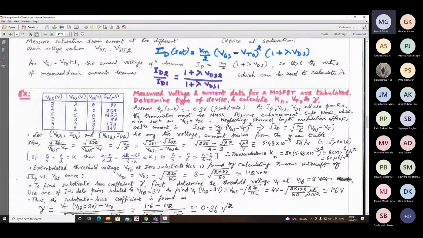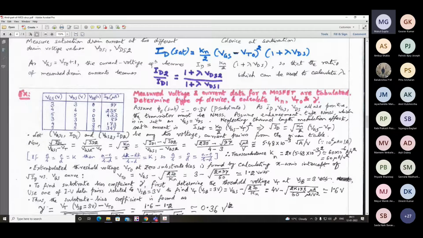See, as you increase VSB, the current value is falling for the same value of gate to source voltage. That is obvious, because as you make the source positive with respect to body, it shows some reverse biasing effect. That means the barrier height is increasing for the carriers to move from source to drain. We talk about a potential barrier, right? So this potential barrier is rising as you make the source positive with respect to body.